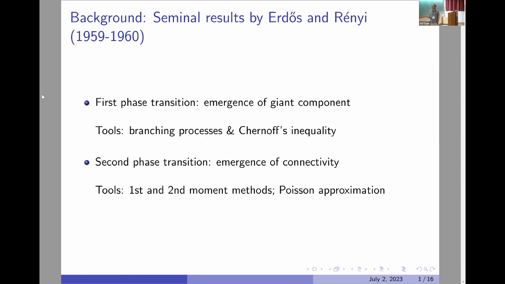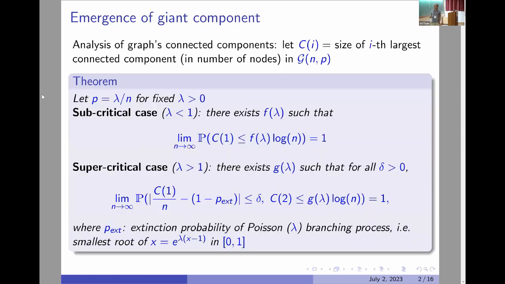And then there's a second phase transition, which is the emergence of connectivity in those graphs. And so emergence is as you vary the parameter P, you increase it, you create more and more edges in those graphs. And suddenly for certain threshold values of P, some properties of the graph start to be met, whereas they were not met before when P was below the threshold. So let me tell you about their first, best known result, which is the emergence of the giant component.